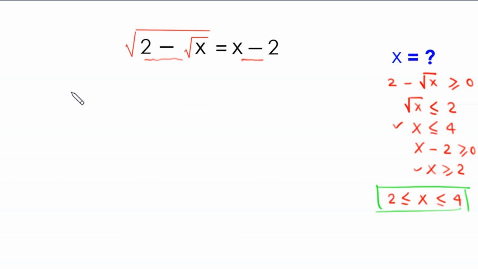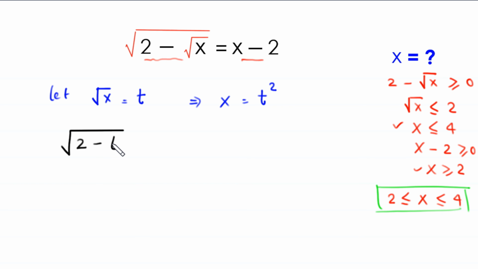Now we suppose that let root x equal to t. If we square both sides, this implies that x is equal to t squared. So the equation will become the square root of 2 minus t equal to t squared minus 2.